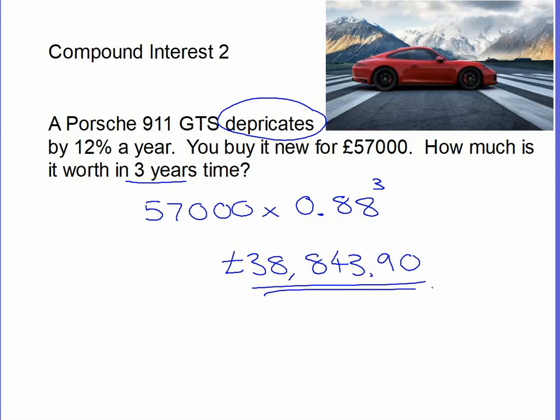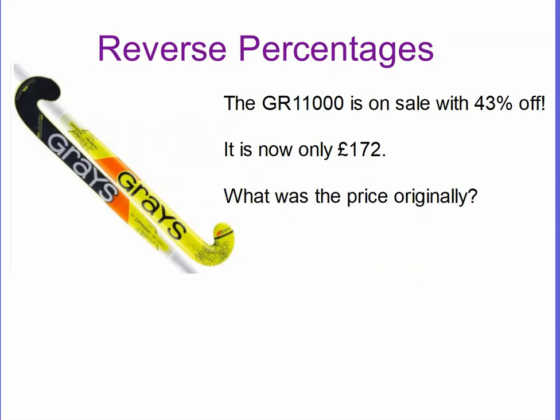Right, so that's another compound interest problem. So sometimes it goes up, sometimes it goes down, and you just got to think, is it 1 point something or 0 point something, basically? Right, reverse percentages. This is the area that people find the most challenging. And it's just the language that's hard, not the actual questions themselves.